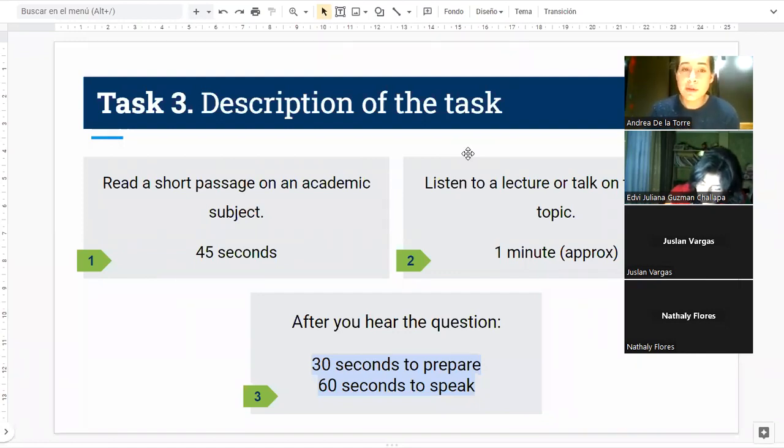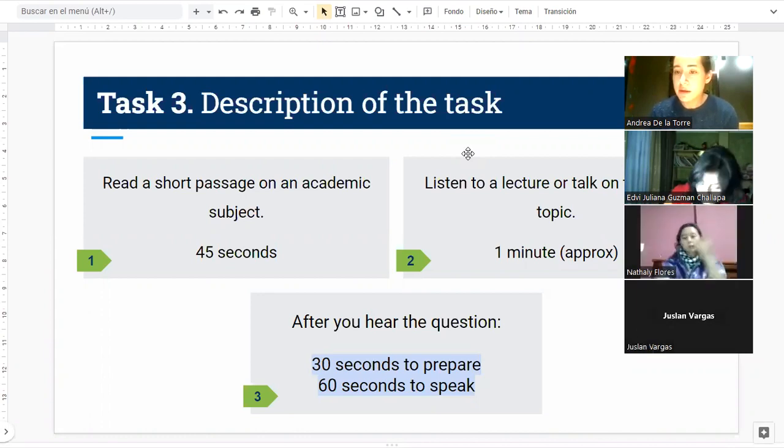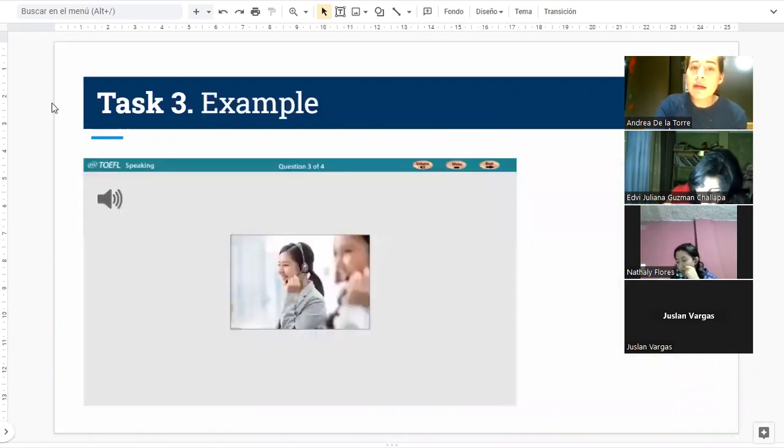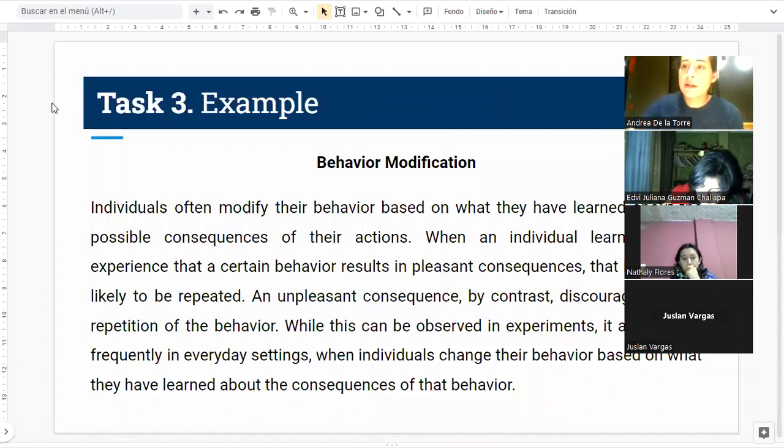Do you have any questions about this, the structure of the task? It is basically the same, right? You read for 45 seconds, you listen to a lecture, 30 to prepare, 1 minute to speak. Okay, guys. Now let's just get to it. Okay, we're gonna go directly to an example so that we don't waste that much time.